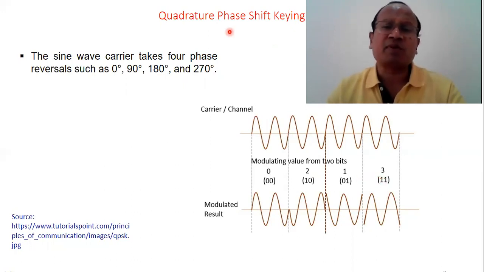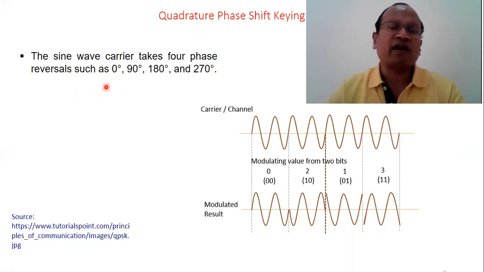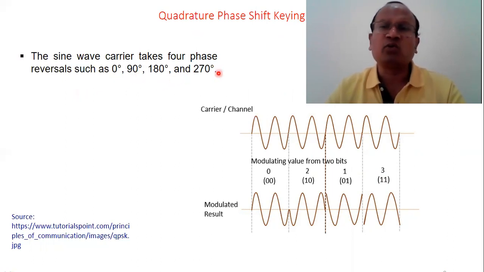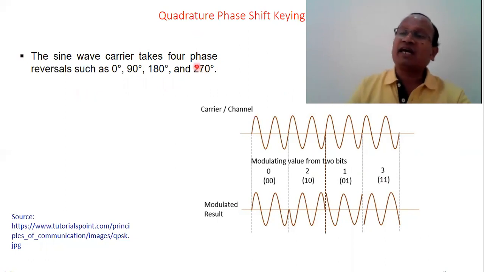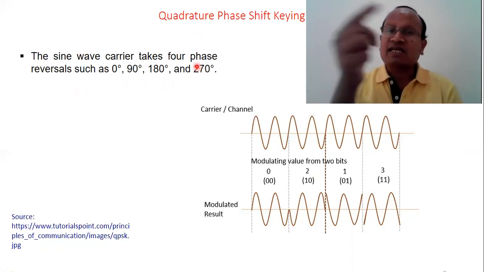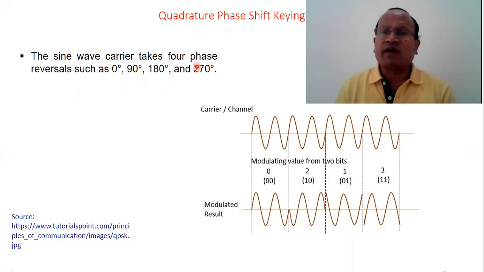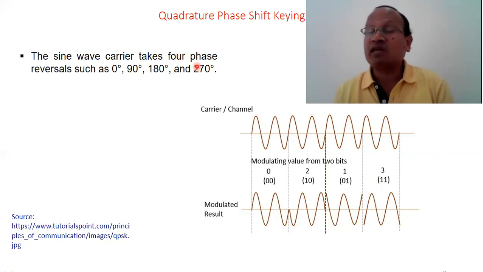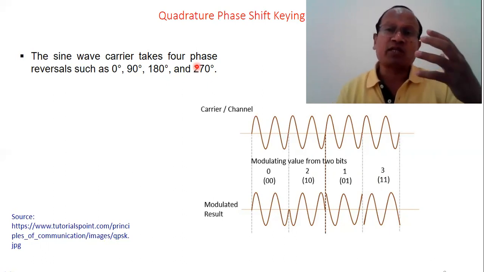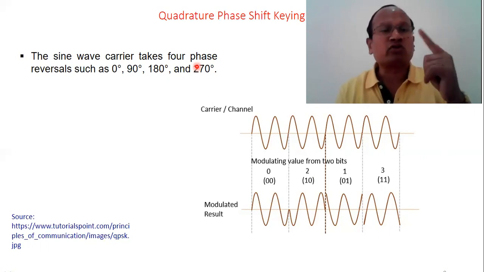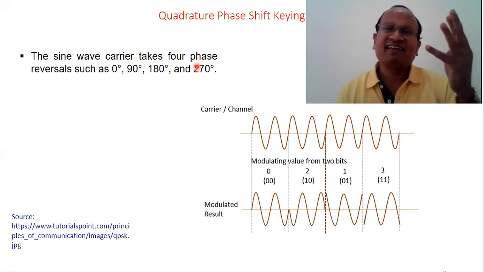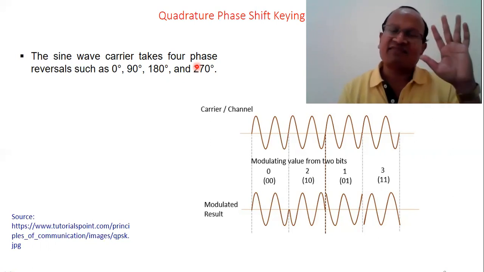In quadrature phase shift keying, there will be four different possible phase values, and those values are 0 degree, 90 degree, 180 degree, and 270 degree. Because the entire cycle of 360 degrees is divided into four parts. In BPSK, it is divided into two parts, so 360 degrees divided by 2 is 180 degrees each. Now there are four components here, therefore the name is quadrature. So divided by 4, we get 0, 90, 180, and 270 degrees. All right, so there are four components.